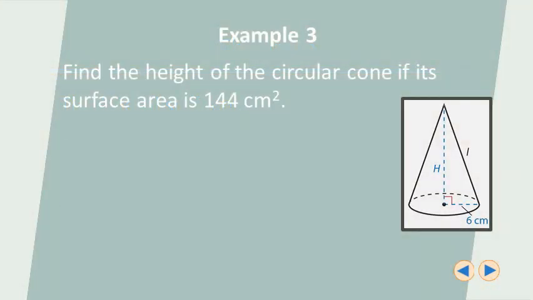Find the height of a circular cone if its surface area is 144 pi centimeters. So here they're giving us what? They're giving us capital S, and they're wanting us to derive from this, only knowing the total and knowing what the radius is, how can we find the height? And that's the h, right? Not the slant height, but the height.